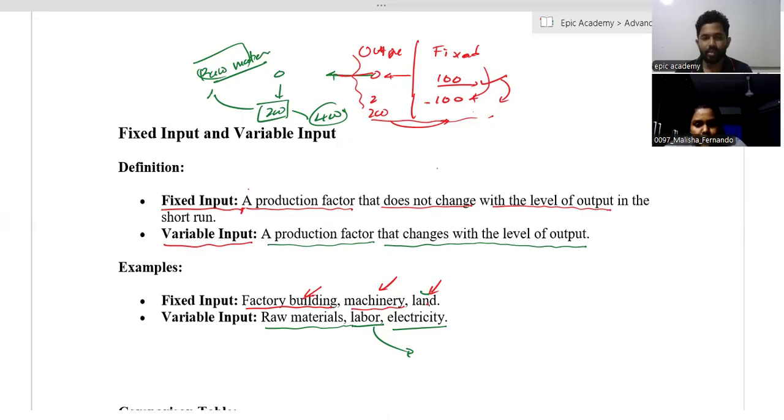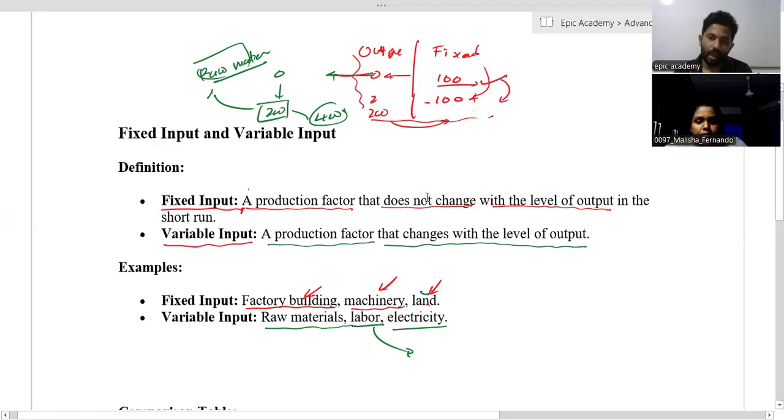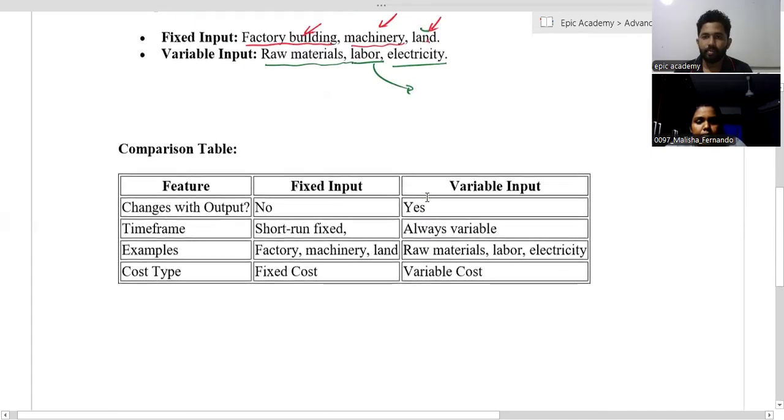Mathematical equations, each and every calculation, are based on this knowledge. That is why I'm going to provide information related to that. After this, we can identify the calculations. Now a comparison table for the fixed input and variable input.